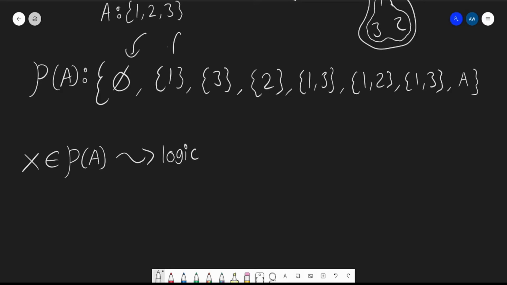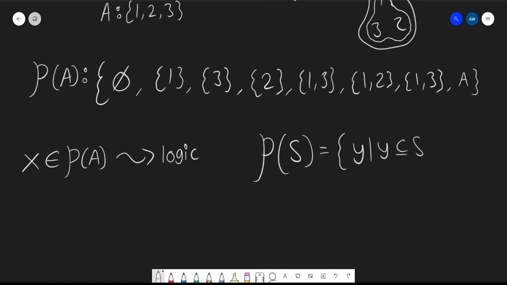Well, everything inside of here is a subset of A. In other words, if we have the power set of, say, a set S, a set containing mathematical objects which satisfy being a subset of S. Hence, if X is inside of P of A, then the only way that this is possible is if X is some subset of A, because everything inside of here is a subset of A. So if X is inside of it, then X better be a subset of A.